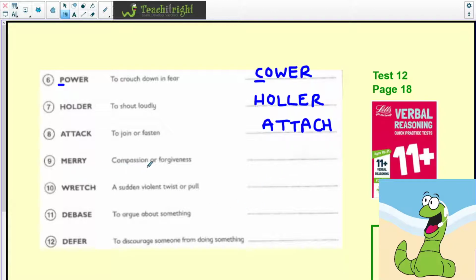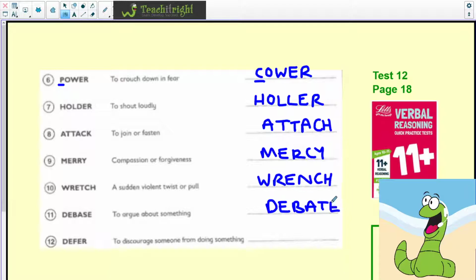And then we've got merry, compassion or forgiveness, of course, is mercy. So again, well done if you got that one right. Wretch, and then the sudden violent twist or pull is a wrench. And then question 11, debase, and then to argue about something is to debate. Debate something. I think these ones are quite tricky, but again, if you manage to do these, well done. But hopefully they're not causing you too much problem.